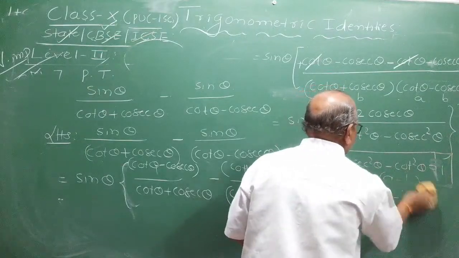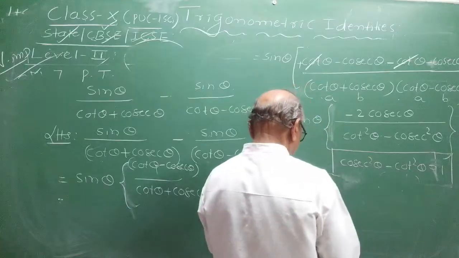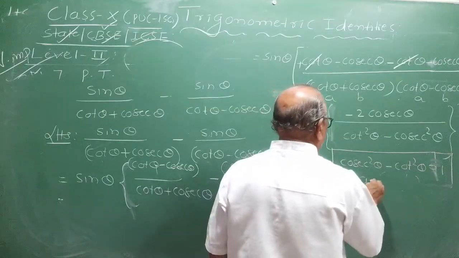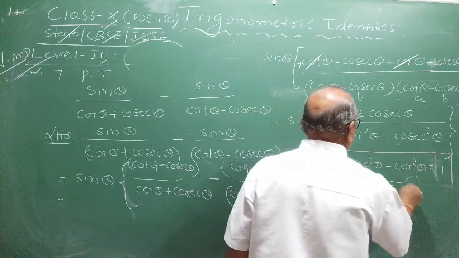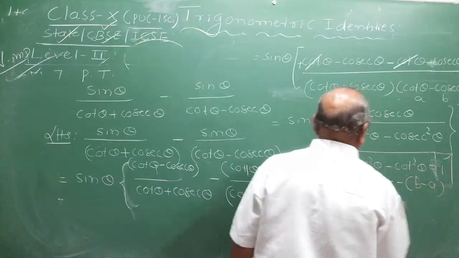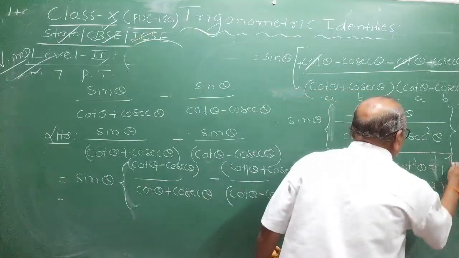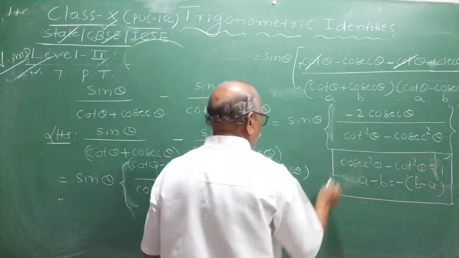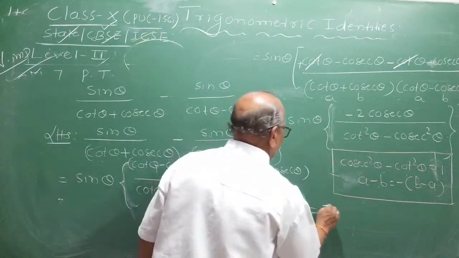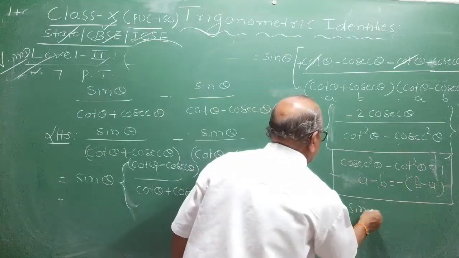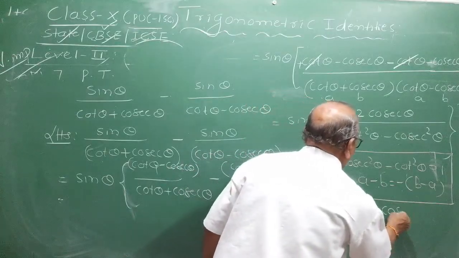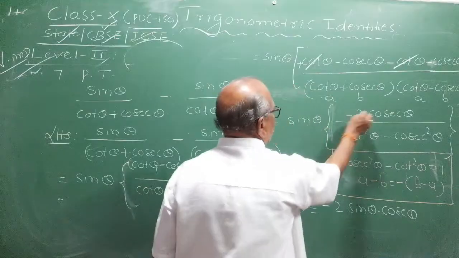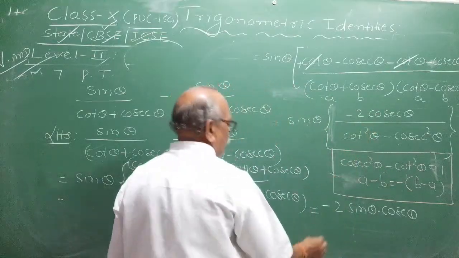The trick is, whatever it may be, a minus b, if you take minus common, it becomes b minus a. Remember this trick. Now I am using it. I will take this sin theta to the numerator. What I get is minus 2 sin theta into cosec theta. I will multiply this sin theta to the 2 cosec theta.